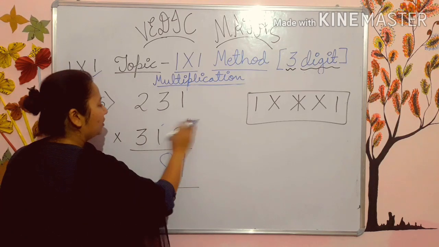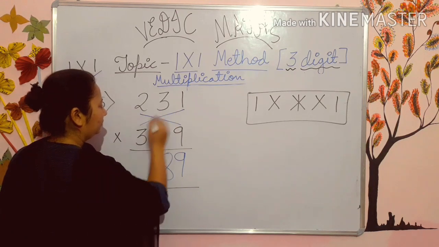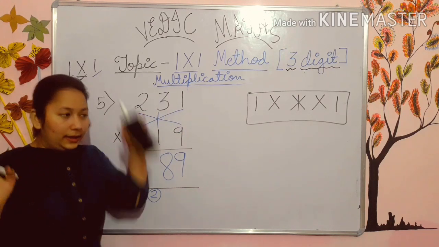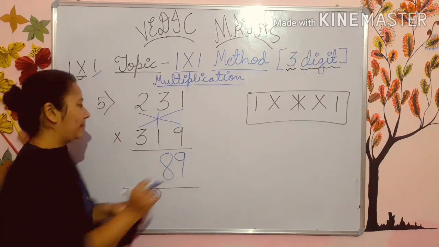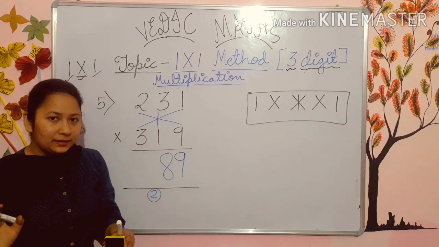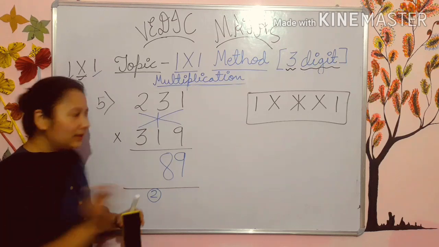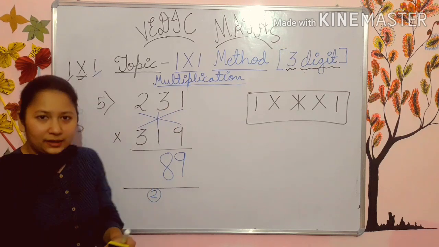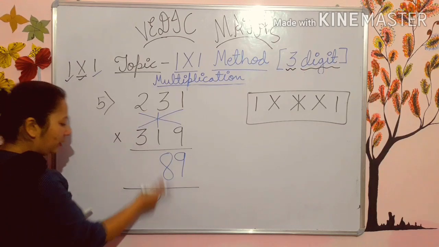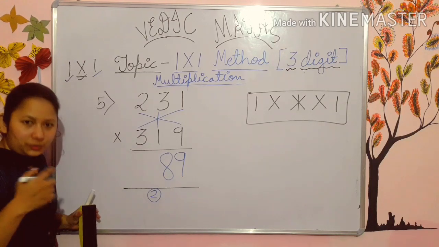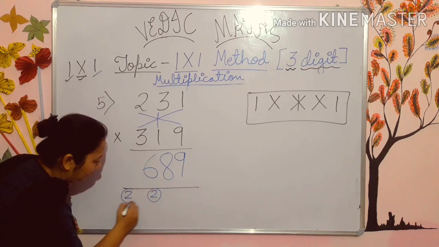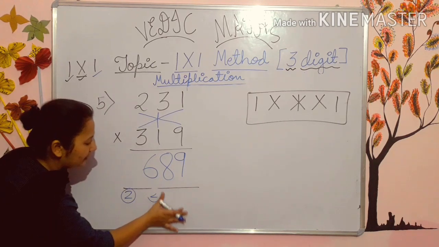Now the next is triple multiplication. Now 9 2s are 18. 18 kept in your mind. 3 1s are 3. 18 plus 3, 21. Now 3 1s are 3. 21 plus 3, 24. 24 plus 2 carry, 26. 6 here, 2 will go again carry. And this carry remove.